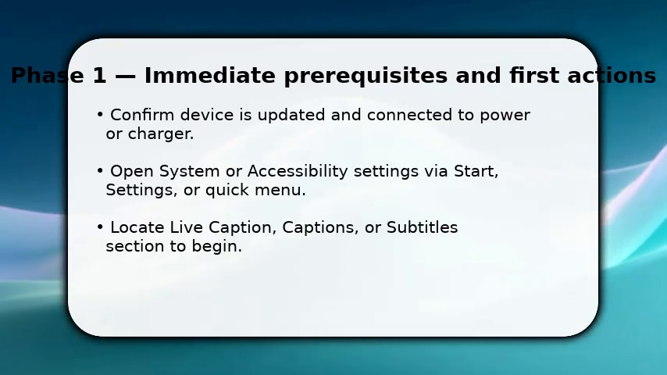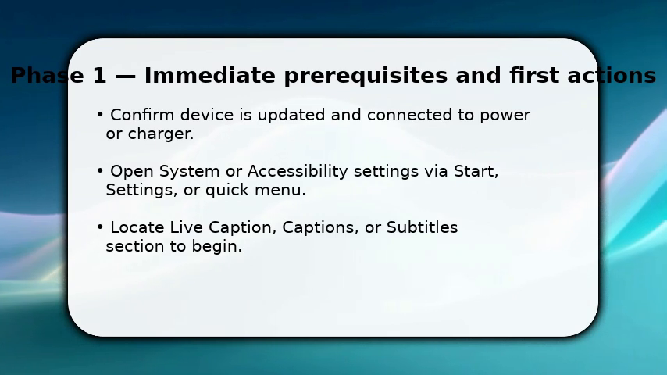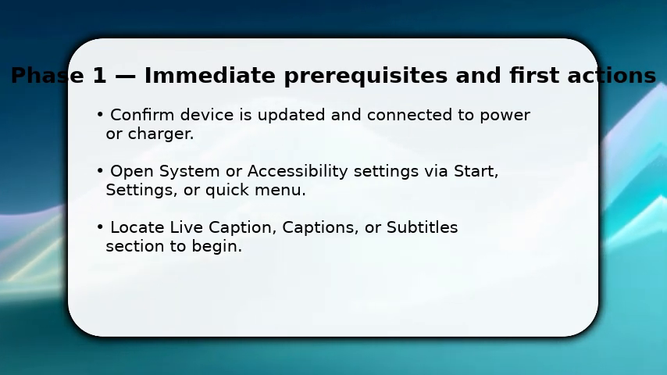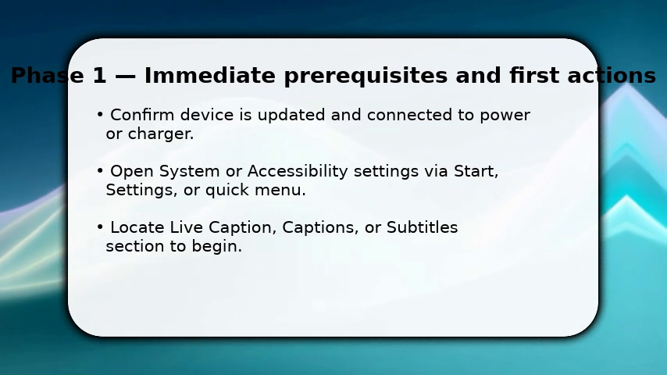You start by verifying updates in Power. This prevents abrupt interruptions. Next, open Settings. Press Start, then Settings, or swipe from the edge on mobile.